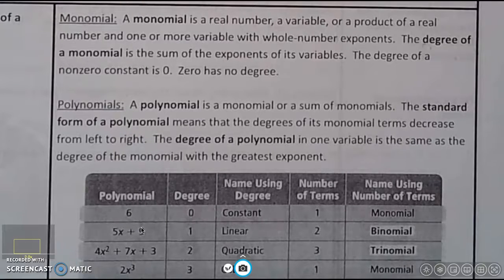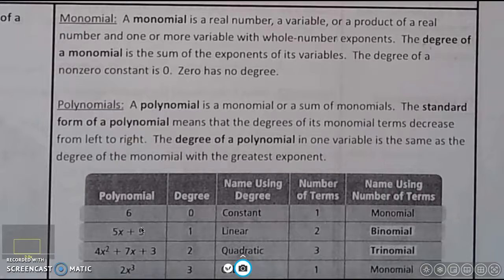The degree of the monomial is the sum of the exponents of its variables. So, for example, give me some random letters and numbers. Okay, let's say we had 3DR, 3 doctors. The degree of a monomial is the sum of the exponents of its variables. Which of these are variables? The D and the R. What are the powers of those? 1. So the sum of 1 plus 1, this would have a degree of 2.